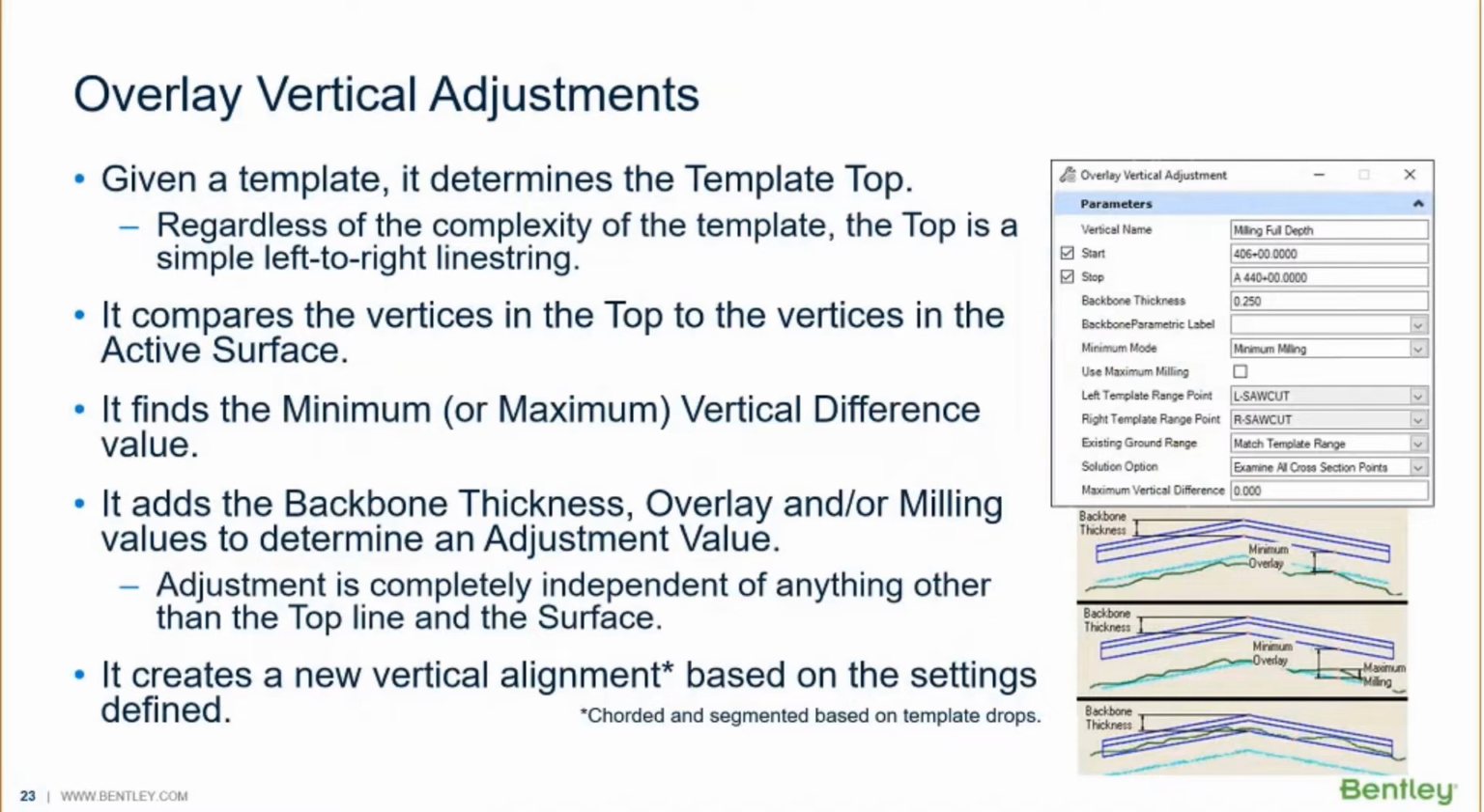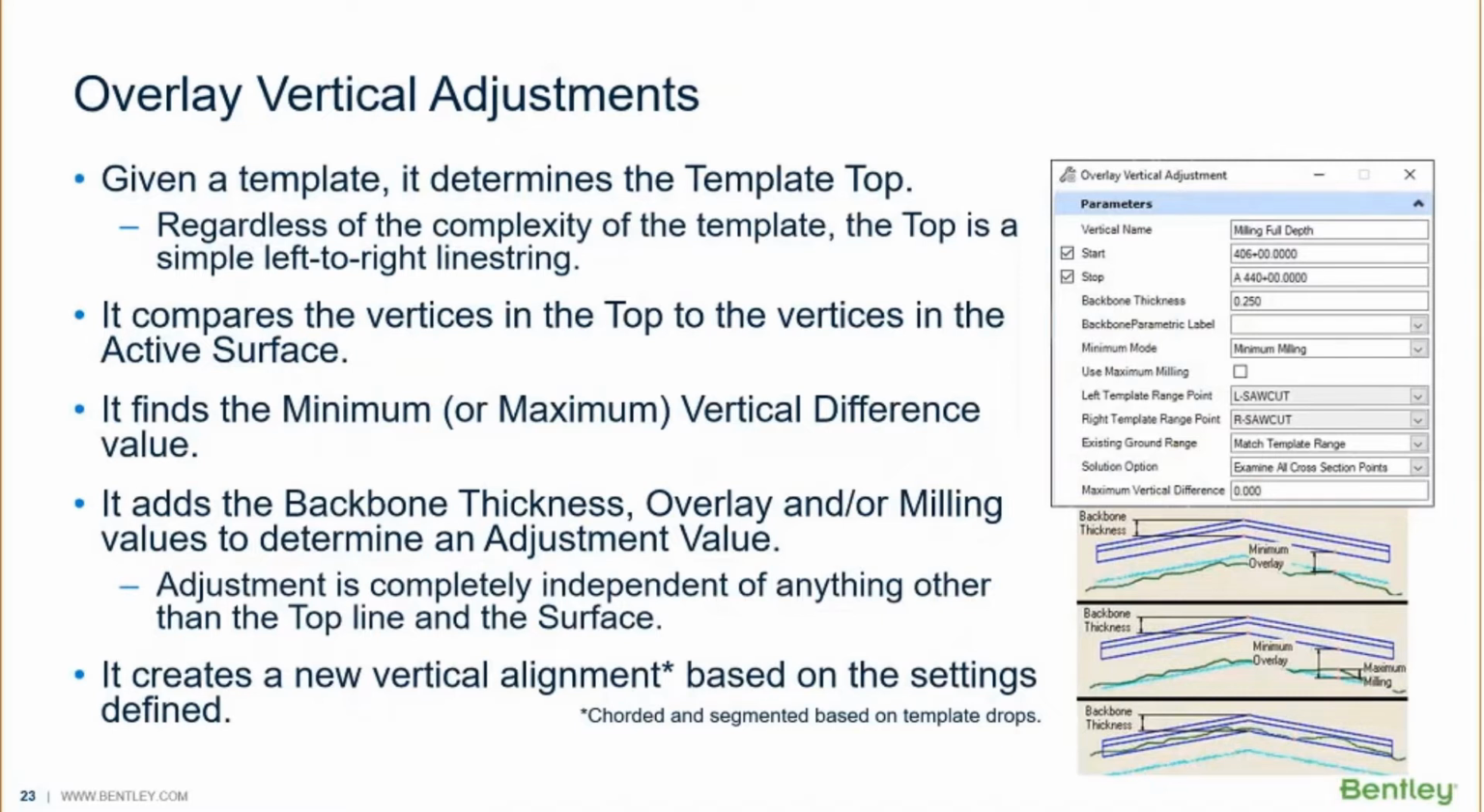And basically what this tool does is it helps you define a new vertical alignment based on some settings that you give it that pertain to your overlay, milling, and your backbone thickness. So you have a template, and the template is just defined as just some top template points that represent the top pavement surface. That's all you need to run this tool, technically. So if given a template, it's going to determine the top points along that template.